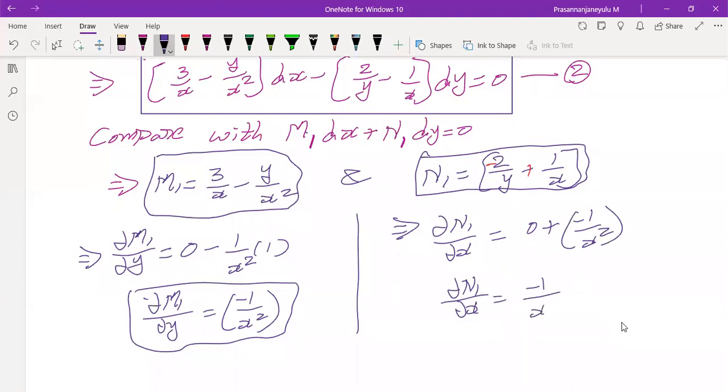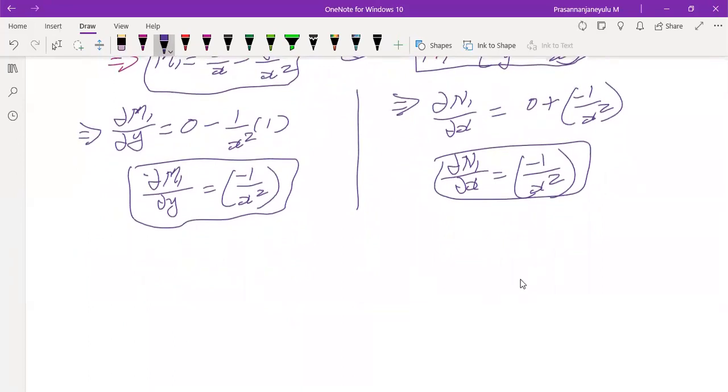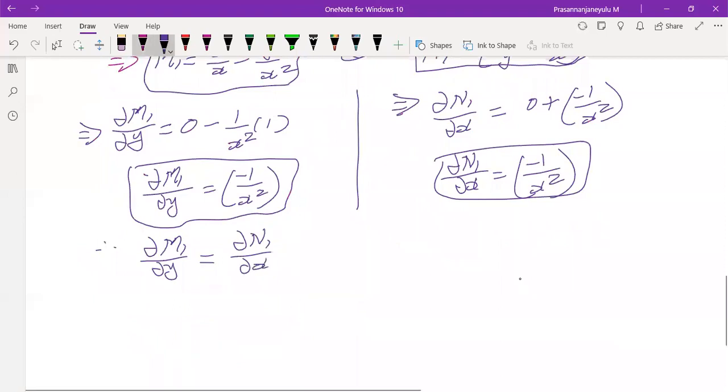Now check whether dou M1 by dou y equals dou N1 by dou x or not. Yes. Therefore dou M1 by dou y equals dou N1 by dou x. Hence we can say equation 2 is an exact differential equation.